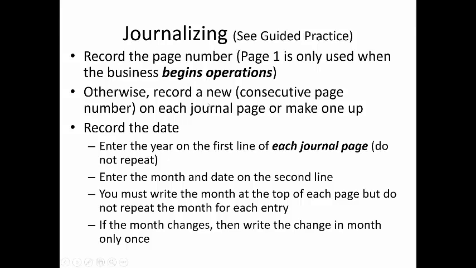Otherwise, you will always record a consecutive page number or make one up for all of your work. Usually a page number will be given. If not, you can use any number you want, literally, except for page one, unless it actually is telling you that this is the first entry for the business. We are next going to record the date, and there's a little bit of a process around that in terms of the year, month, and date. Certain information doesn't get repeated with every transaction, so we have to follow that. So we'll see how that works.